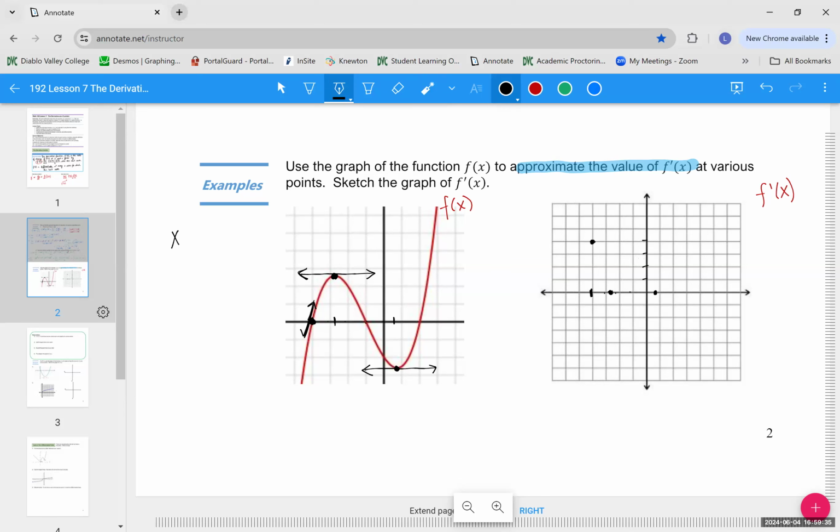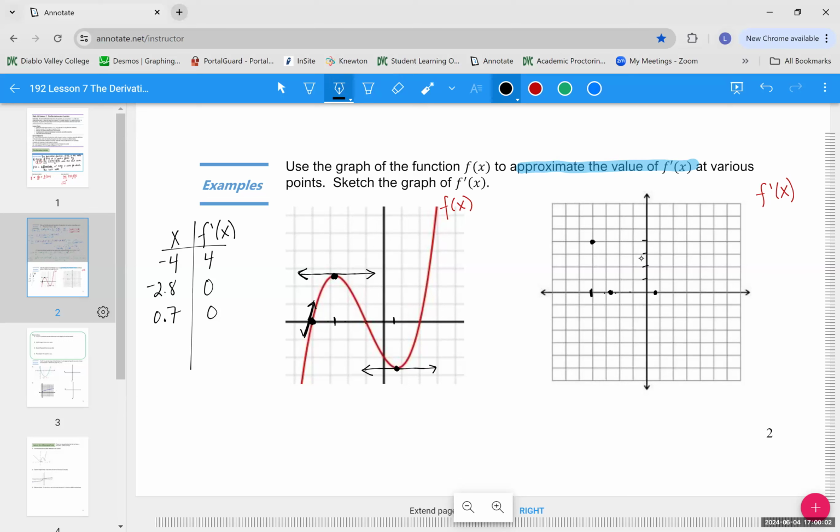So I'm going to log these down. At negative 4, we approximated the derivative to be 4. At negative 2.8, we found it to be 0. At maybe 0.7, we found it to be 0.